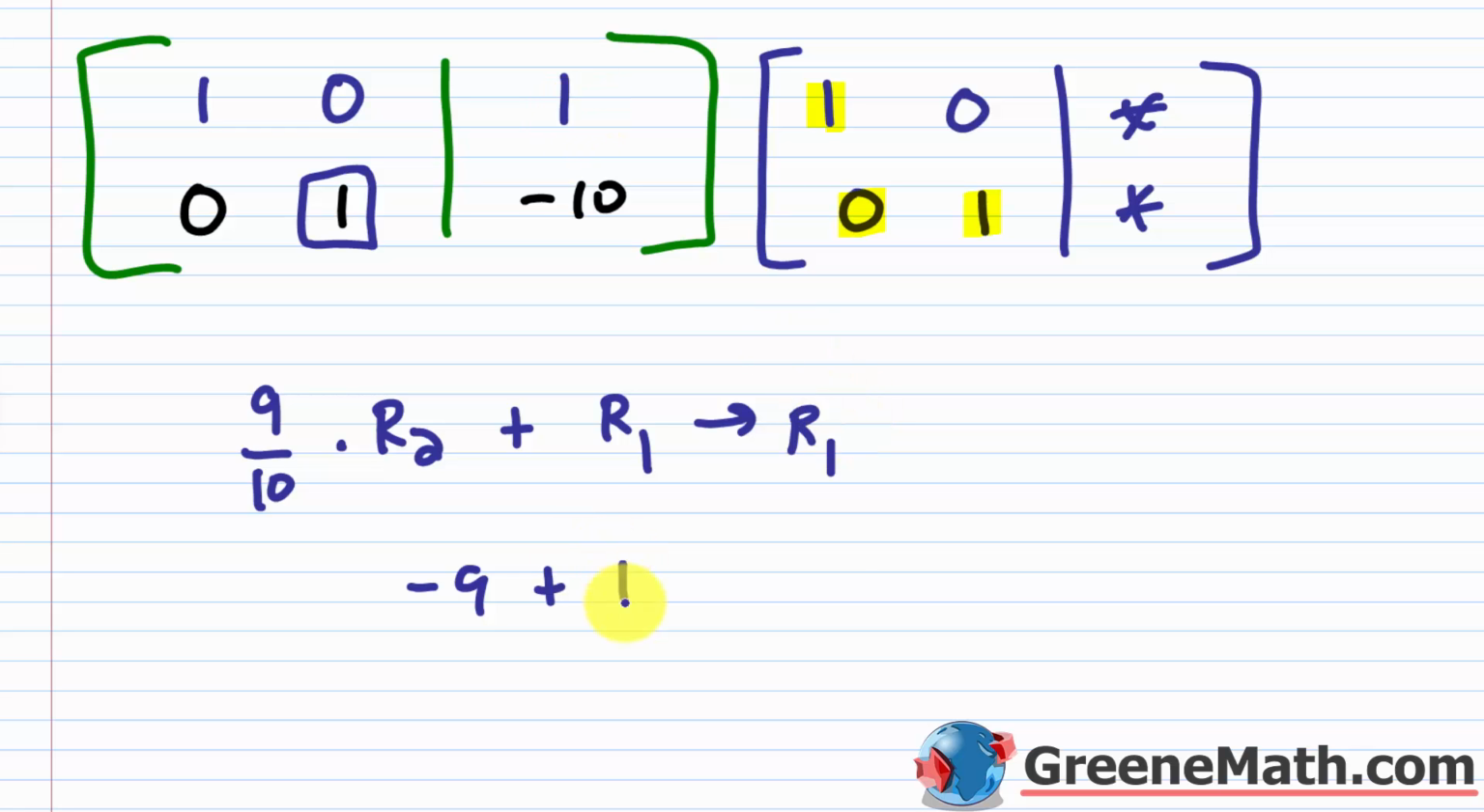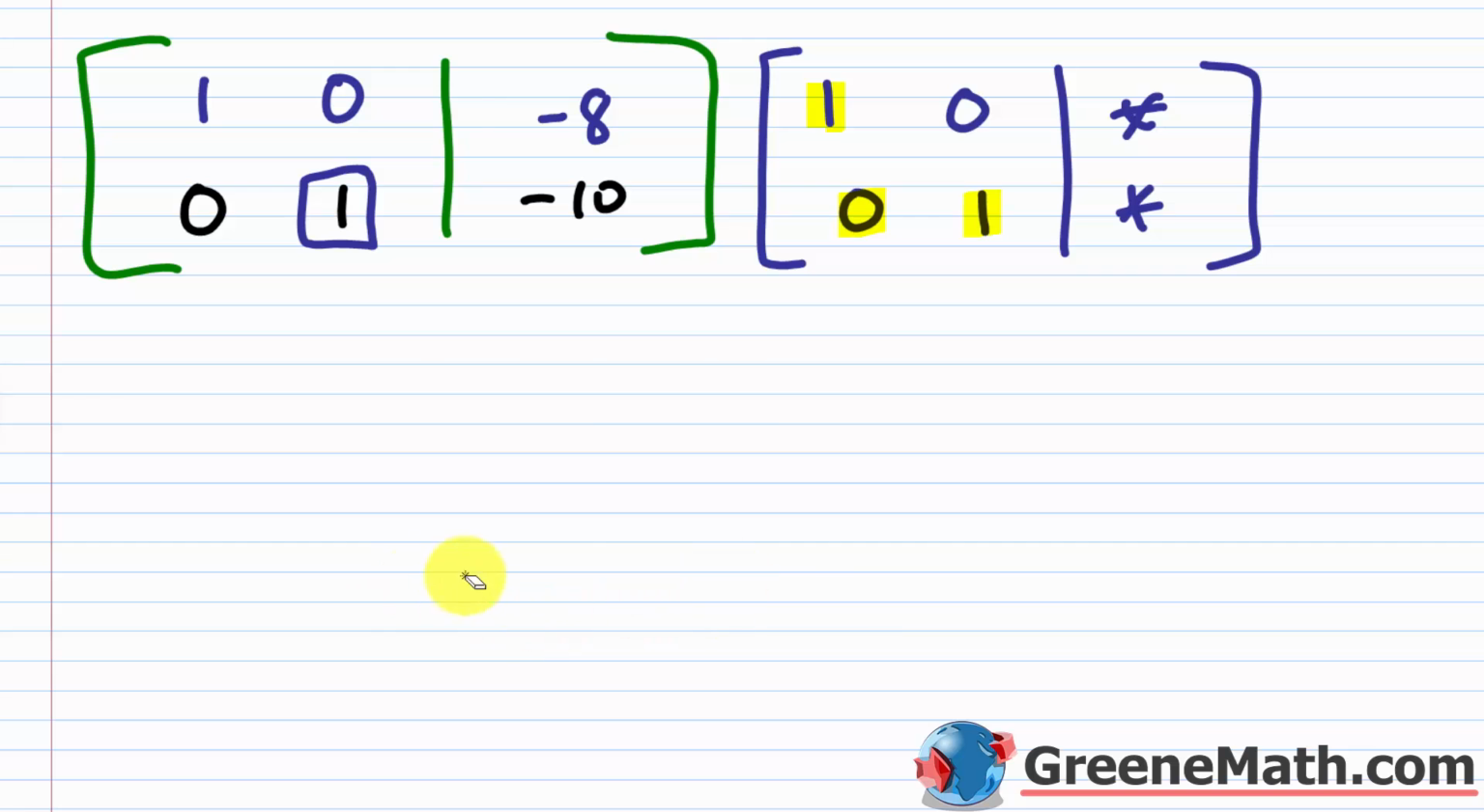So negative 9 plus 1 is negative 8. Okay, so this is negative 8. And we don't need to do any substituting. We already can just look at this and know our answer. We can say that 1x plus 0y equals negative 8, or we can basically say x equals negative 8. And we can say that 0x plus 1y equals negative 10, or just y is equal to negative 10.